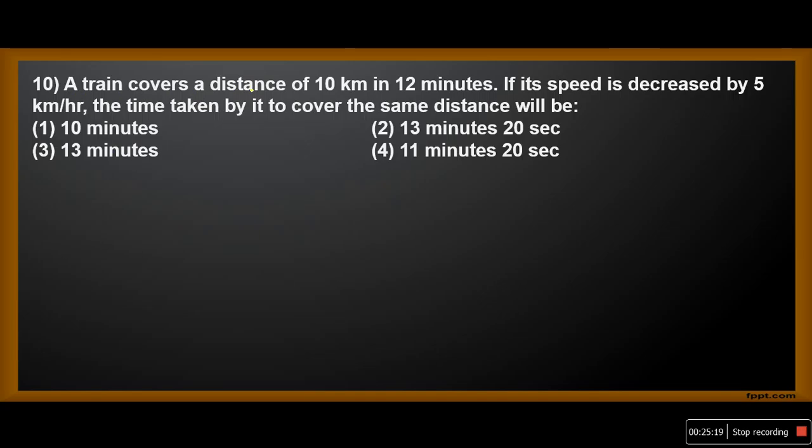A train covers a distance of 10 km in 12 minutes. If its speed is decreased by 5 km per hour, the time taken to cover the same distance will be?